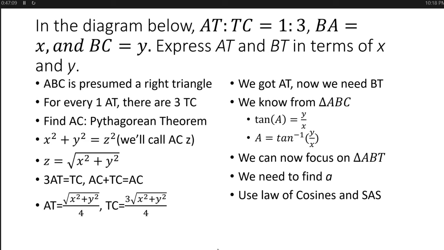Now let's find TC and AT. So 3AT is 1 TC, but you also have to remember that AT plus TC has to be AC. The easiest way I figured it out is just divide it by 4 and then multiply by 3. So these two add up to be 4 over 4. And then you see this is 1, multiply this by 3, you get this, so it's just root x squared plus y squared over 4, and 3 root x squared plus y squared over 4.